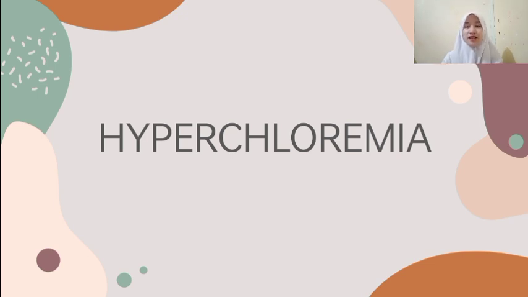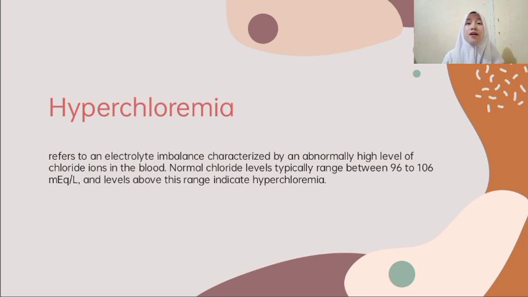Okay, so firstly, let us define what hyperchloremia is. Hyper means excessive or above the normal range. Chlor means chlorine, and emia means blood condition or in the blood. So in summary, hyperchloremia literally means excessive chlorine in the blood.